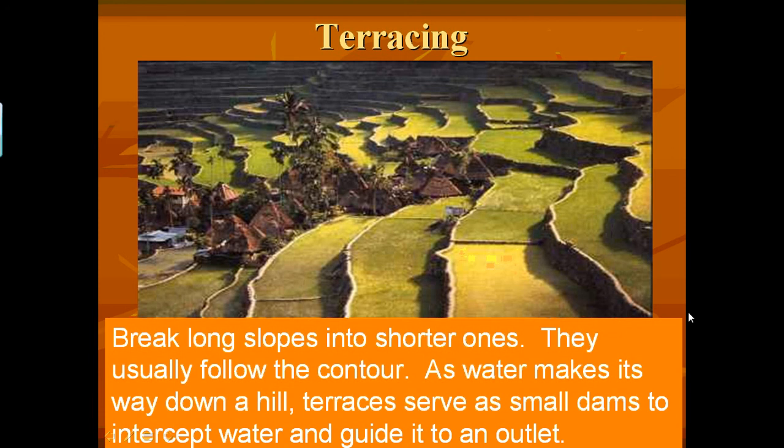As water makes its way down the hill, terraces serve as small dams to intercept water and guide it to an outlet. That way that water isn't just flowing straight down that hillside and washing out all the crops.